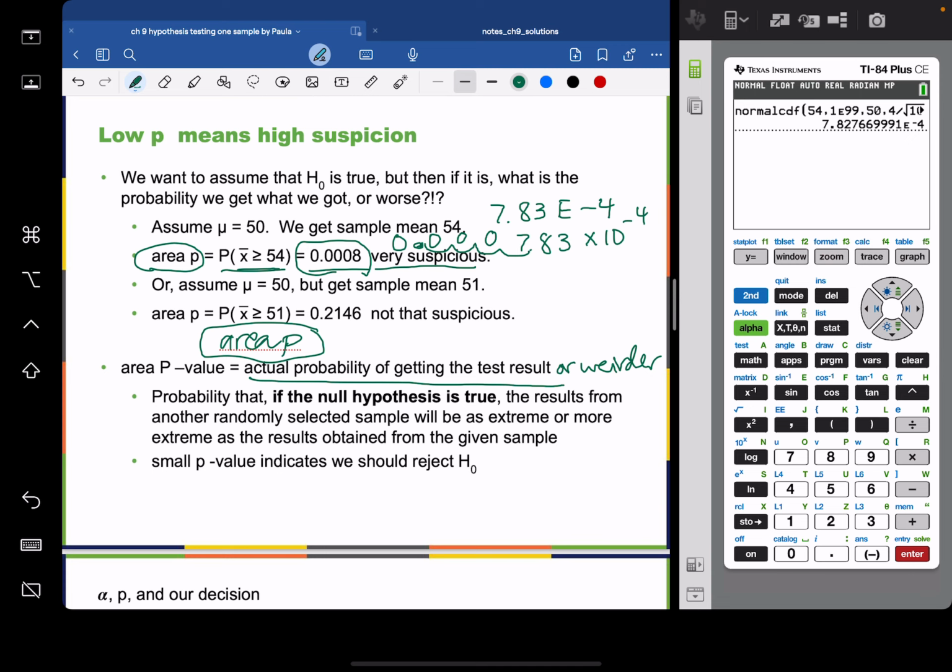Probability that if the null hypothesis is true, the results from another randomly selected sample will be as extreme or more extreme as the results obtained. A small p-value indicates we should reject H0.